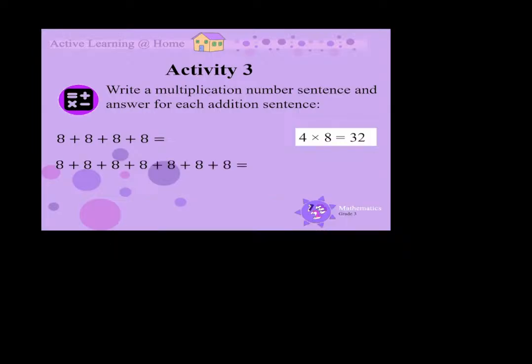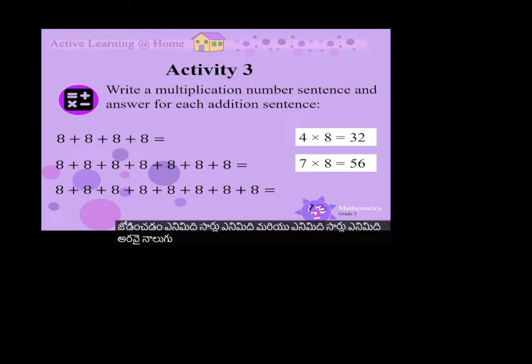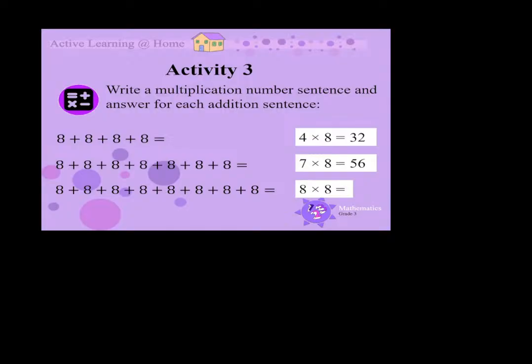Adding 8 7 times can be written as 7 times 8. And 7 times 8 is 56. Adding 8 8 times can be written as 8 times 8. And 8 times 8 is 64.